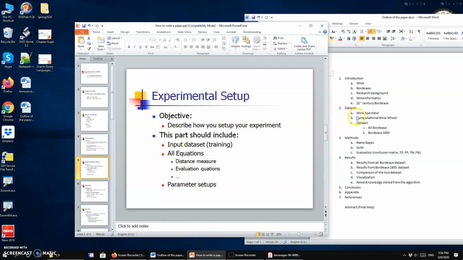In the paper, you see that we're starting with talking about the Wine Spectator. What is Wine Spectator? How do we get our reviews from? And then we talk about the computational wine wheel, which is the one that we are able to retrieve the attributes from the reviews. And then we talk about the two major data sets that we have. One is the all Bordeaux data set. The other one is the Bordeaux subset, elite Bordeaux coming from the classification 1855.